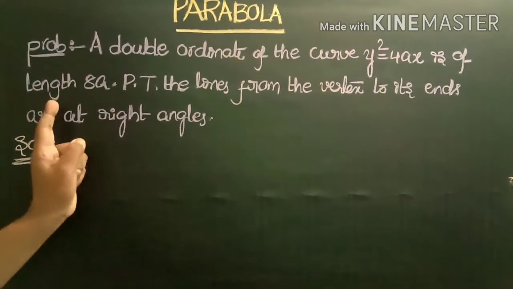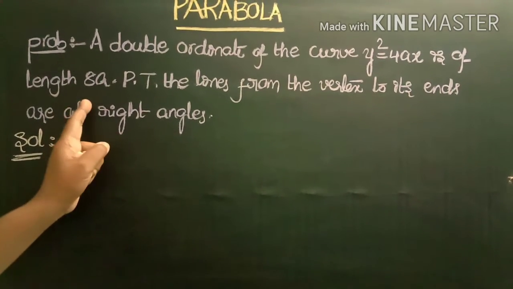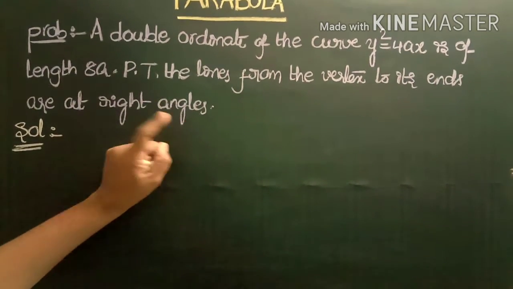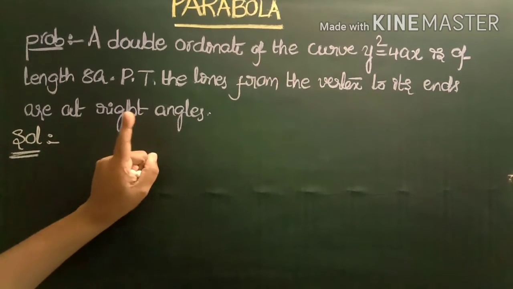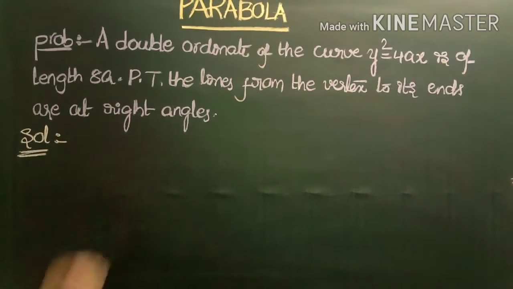Ordinate of the curve y square is equal to 4ax is of length 80. Prove that the lines from the vertex to its ends are at right angles. Given that the double ordinate of the curve y square is equal to 4x is of length 80.